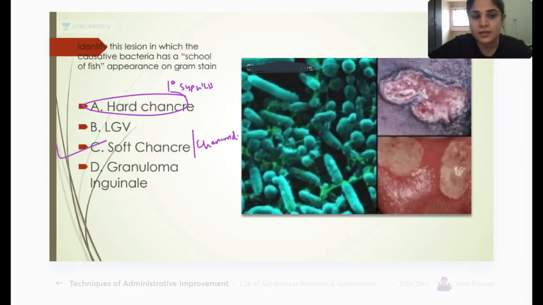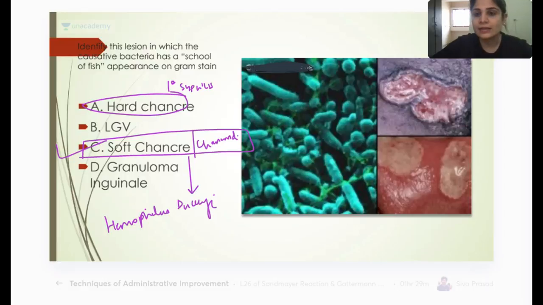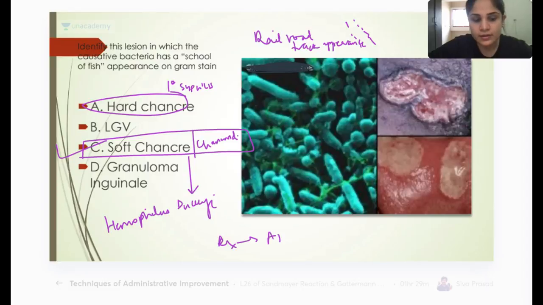Okay, soft chancre, it is also called chancroid. The name of the bacteria that is the causative organism over here, anyone? It is Haemophilus ducreyi. When these Haemophilus ducreyi get together, they look like a shoal of fish going, or it is also called railroad track appearance. They arrange like a railroad. Treatment for chancroid or soft chancre, azithromycin. Very good.